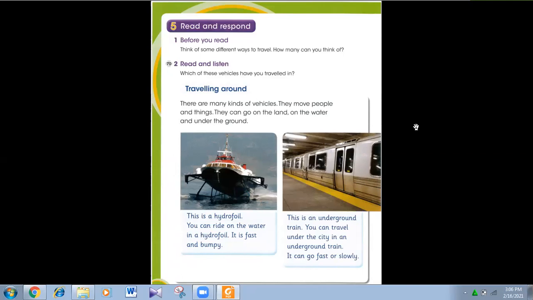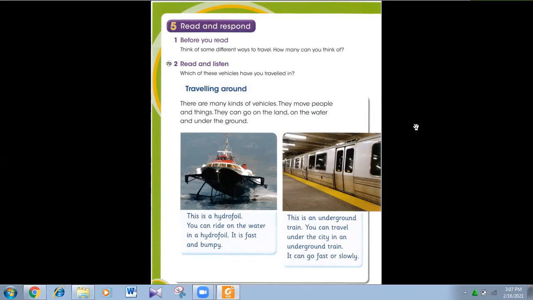It moves on water. Then we have studied the underground train. It moves underground the land. It can be fast, it can be slow. You can travel under the city in an underground train. So underground train moves within the cities, but some underground trains in Europe travel from one city to another city as well. But in our book, they are saying that it moves within the city. So the underground train can move slowly or it can move fast.